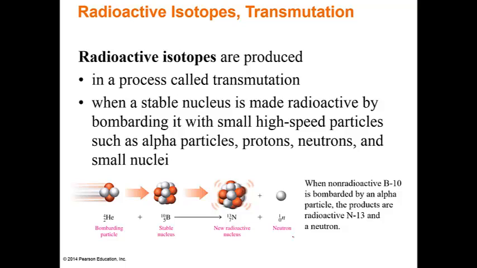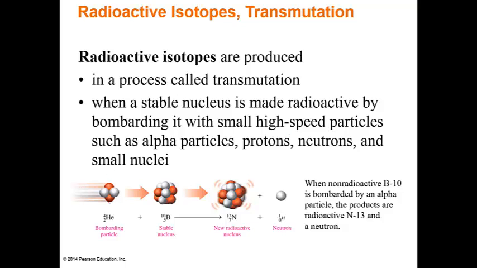So that brings us to radioactive isotopes, or transmutation. Radioactive isotopes are produced in a process called transmutation. It's when a stable nucleus is made radioactive by bombarding it with small, high-speed particles, such as alpha particles, protons, neutrons, and small nuclei.